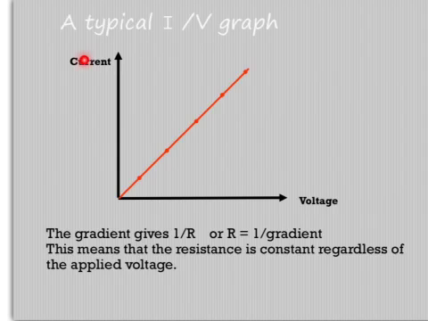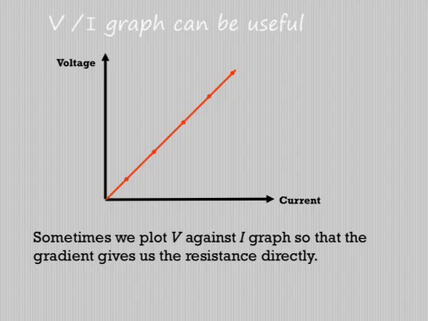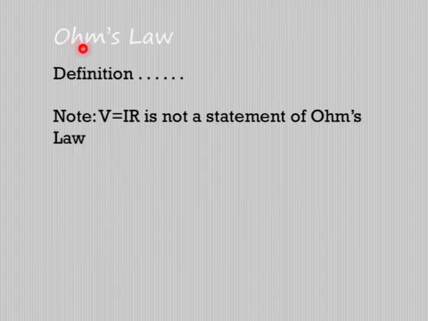Normally we plot current against voltage because voltage is the independent variable, that's the one we control, but the gradient will give us 1 over R instead of R. So it is more convenient to plot voltage against current so that the gradient of the straight line will give us resistance straight away.